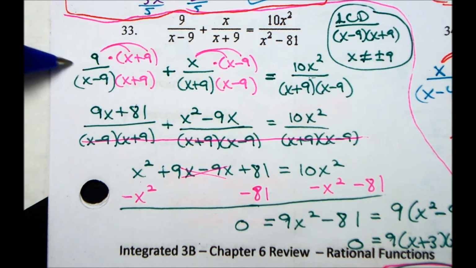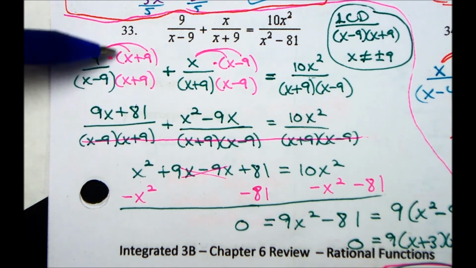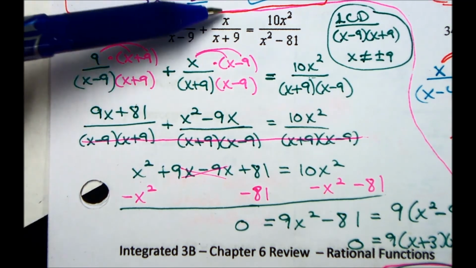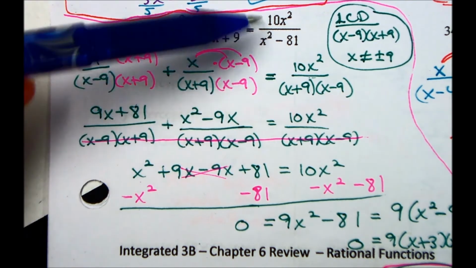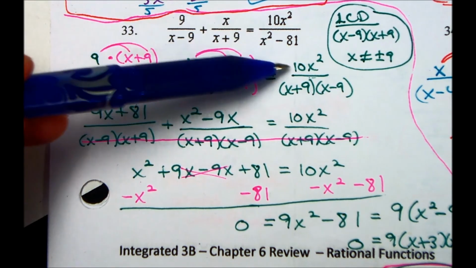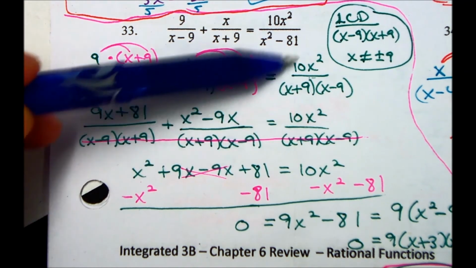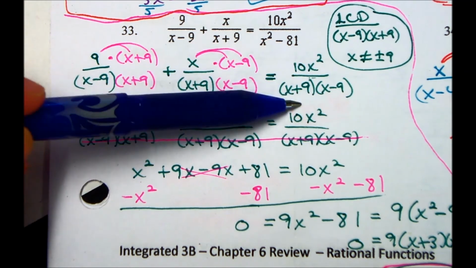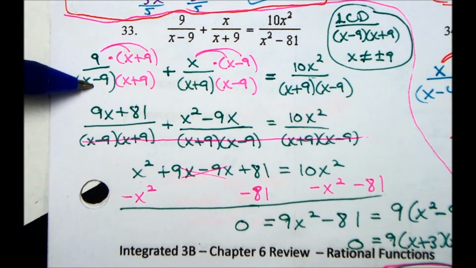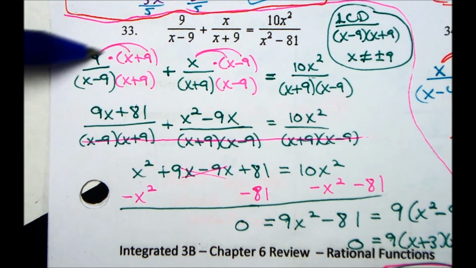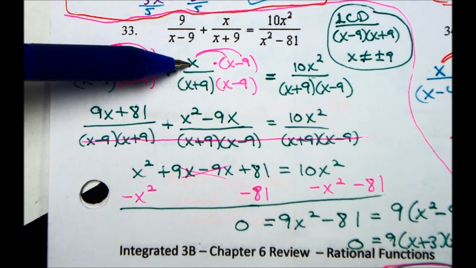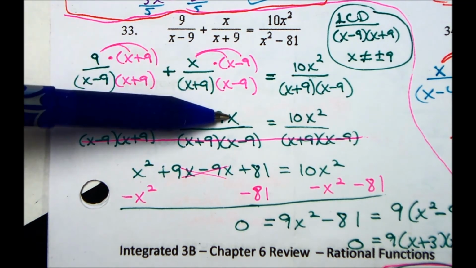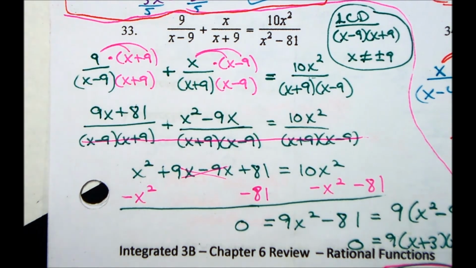Your first fraction already has x minus 9, so we multiply it by x plus 9. The second fraction already has the x plus 9, so multiply it by x minus 9. The third fraction on the other side of the equals already has both, so don't multiply it by anything if it already has both denominators. So for this numerator, we simplify and get 9x plus 81. To simplify the numerator here, x squared minus 9x, and then bring down that 10x squared.